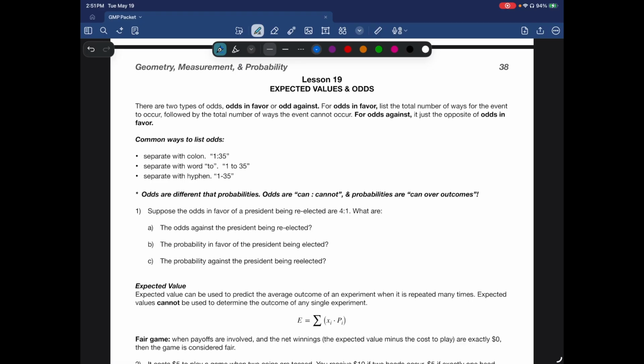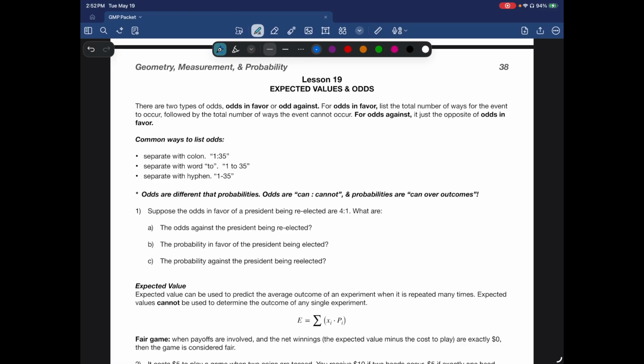There are two types of odds: in favor and odds against. For odds in favor, list the total number of ways the event can occur, followed by the total number of ways the event cannot occur. So can versus cannot. And then the odds against are just the opposite of the odds in favor, so you switch the numbers. You can list odds with a colon, so 1 colon 35, or you can say the word "to" in between, so 1 to 35, or you can use the hyphen.